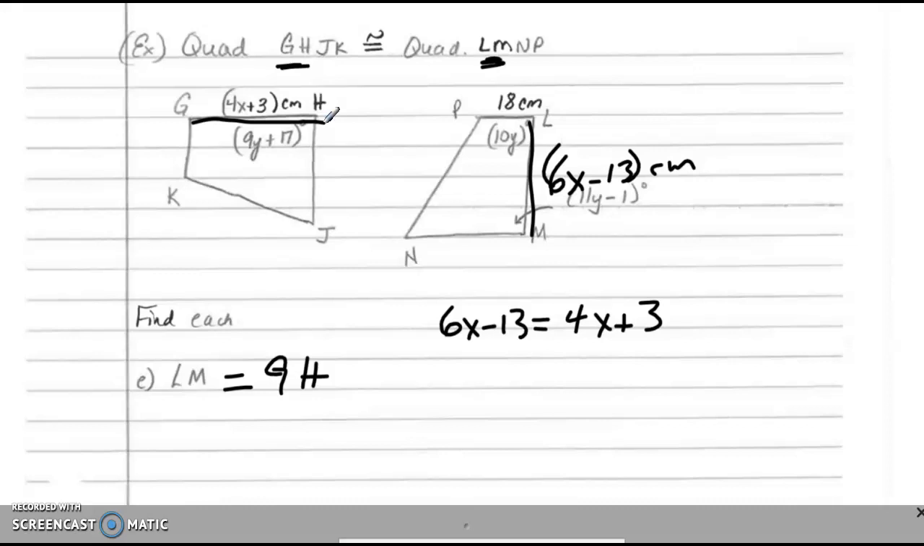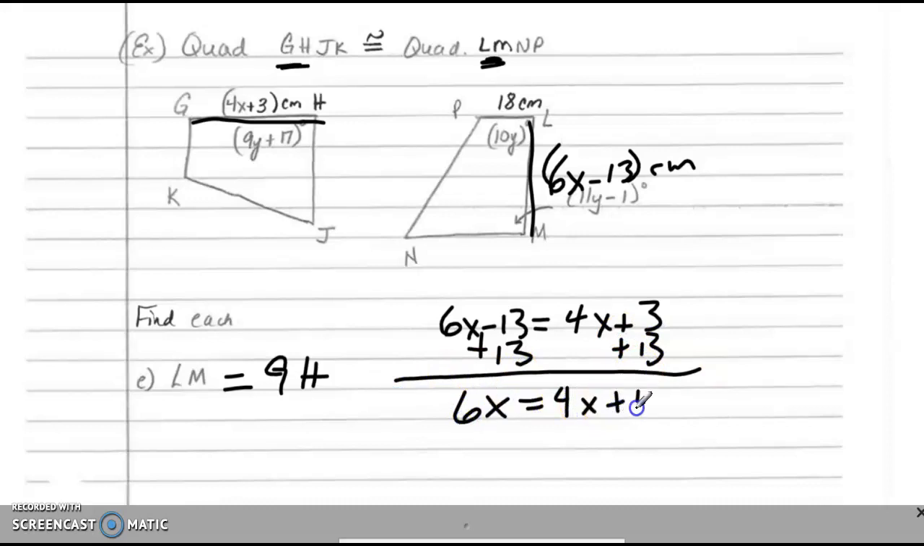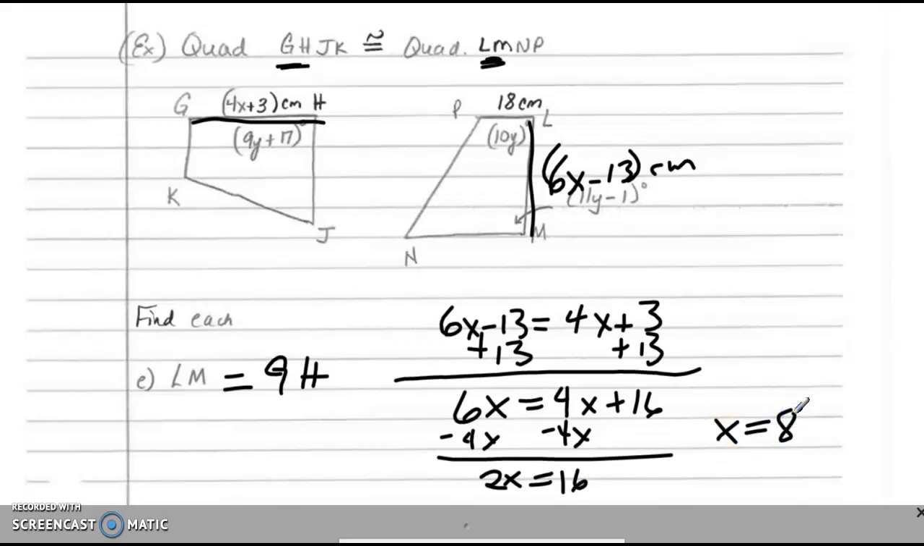Good? Okay, so Autumn, first step in solving for x. Add 13 to both sides. Second step, you subtract 4x. And we get 2x equals 16. So what's x going to equal? x equals 8.